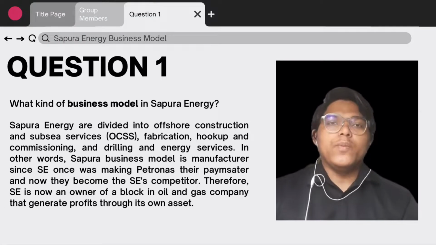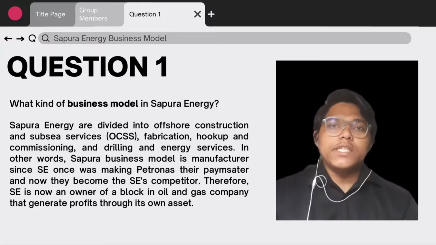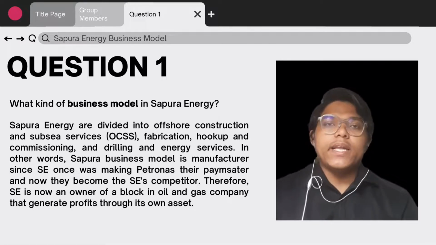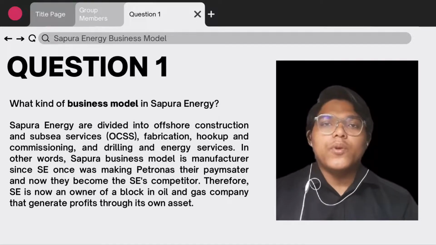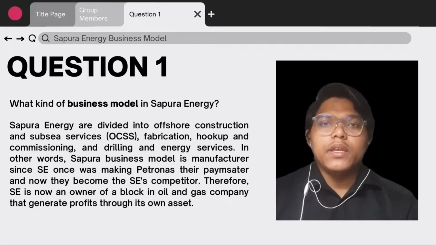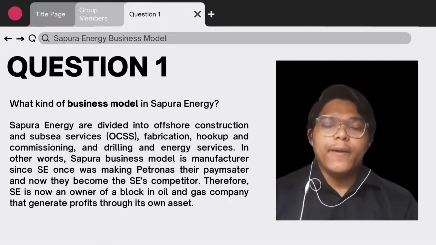Hi, Assalamualaikum. We are from Group 1 from Class 4J. We are going to discuss our answers regarding the group project, which includes the topic of capital structure. Our group project is based on the company named Sapura Energy Berhad.